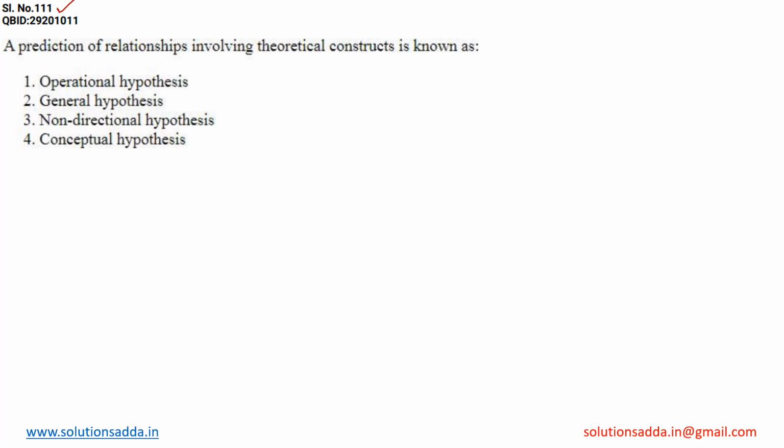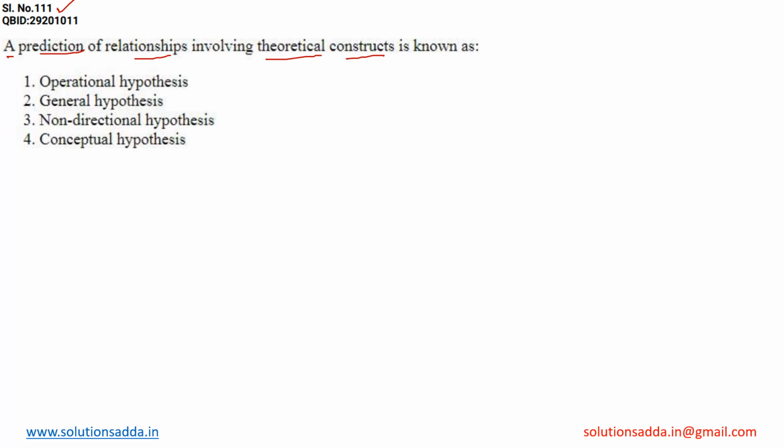Hello everyone, this is question number 11. These questions belong to research methodology. A production of relationships involving theoretical constructs is known as. So here four types of hypothesis have been given, option 1, 2, 3, 4, and we have to identify which one satisfies the question statement.